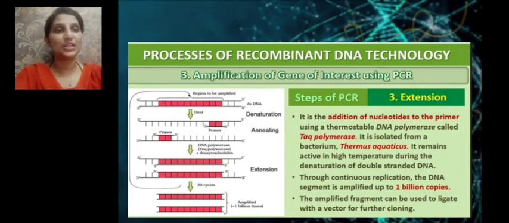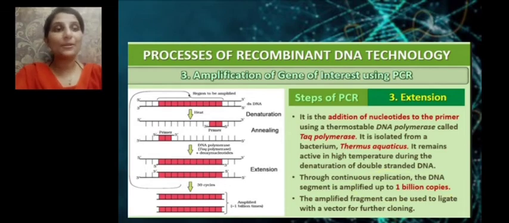And what is its importance? It remains active in high temperature. It is highly thermostable. It does not get broken down or become inactive in the presence of high temperature. So the Taq polymerase, isolated from Thermus aquaticus, remains active even at very high temperature, like the initial step, denaturation, which takes place at about 94 degrees Celsius. With the help of the Taq polymerase, that DNA segment with the gene of interest is continuously replicated, and it is amplified to about 1 billion copies.